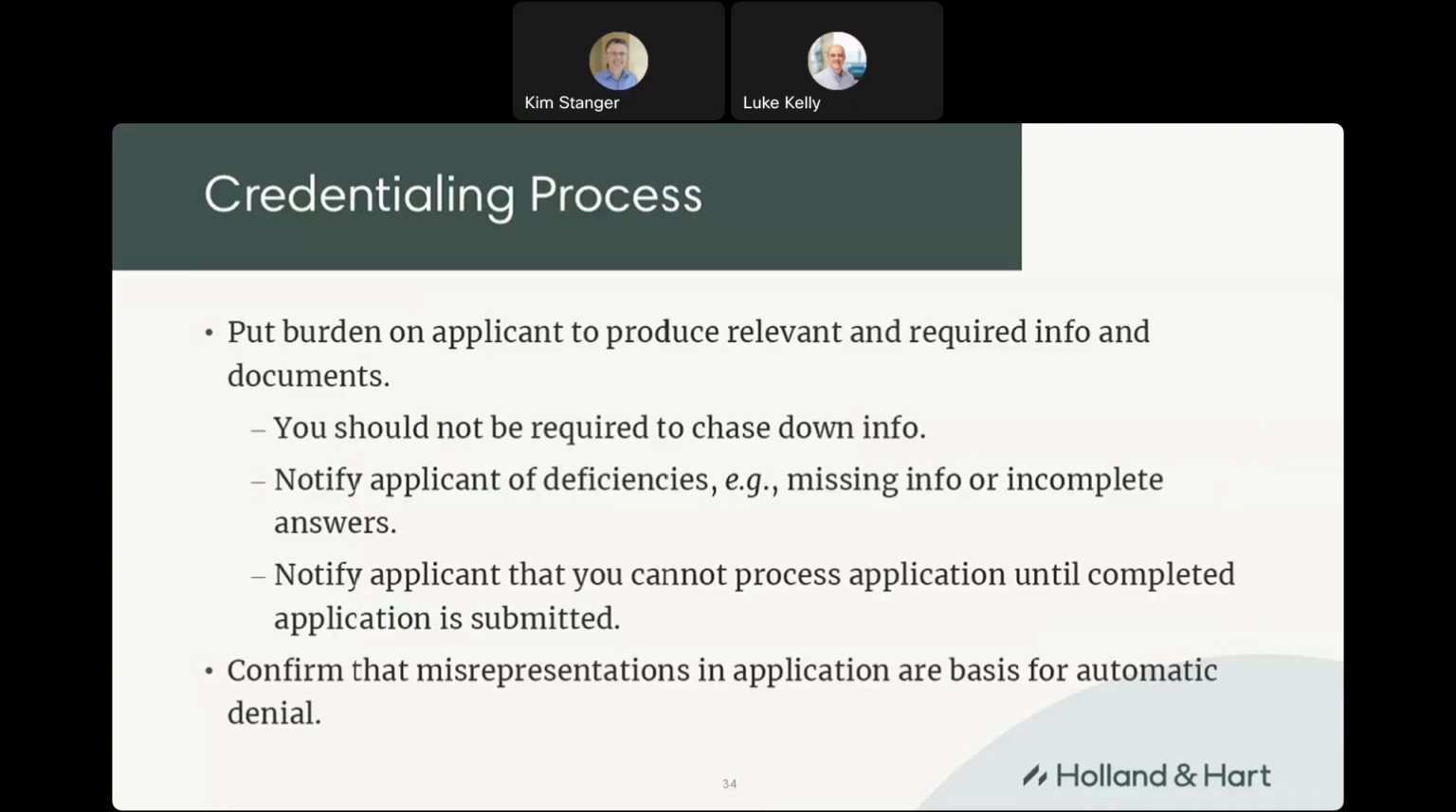Make sure that you put the burden on the applicant to produce the relevant information. I mean, they're the ones who are applying. It's not your job to chase down all of that information on their behalf. Now, I guess if you really want them to come to your facility, you may be willing to do that. But generally, it's the applicant's burden to establish that they are qualified or satisfy the qualifications that are set forth in your particular bylaws.